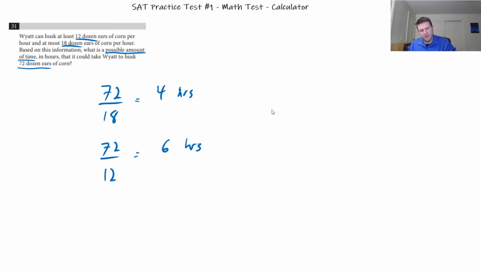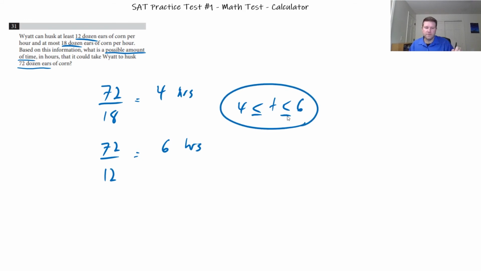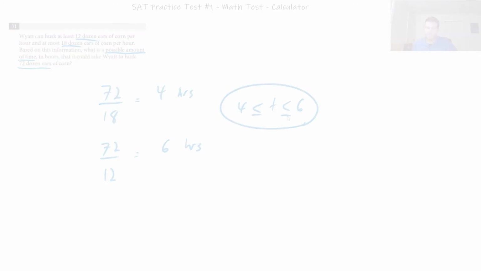So the time it would take him is somewhere in between 4 and 6 hours inclusive. So they ask, what is a possible amount of time? Anything in between 4 and 6, inclusive of 4 and 6, would work here.